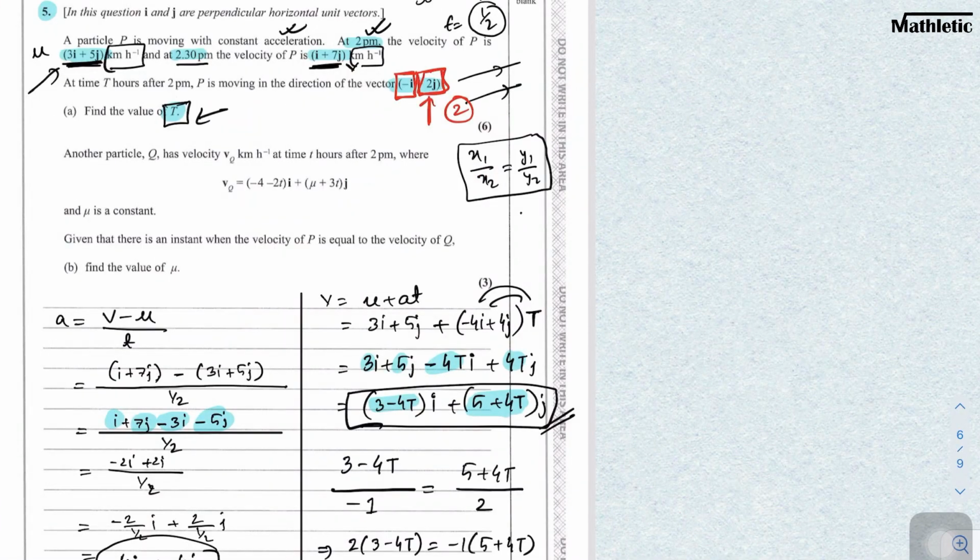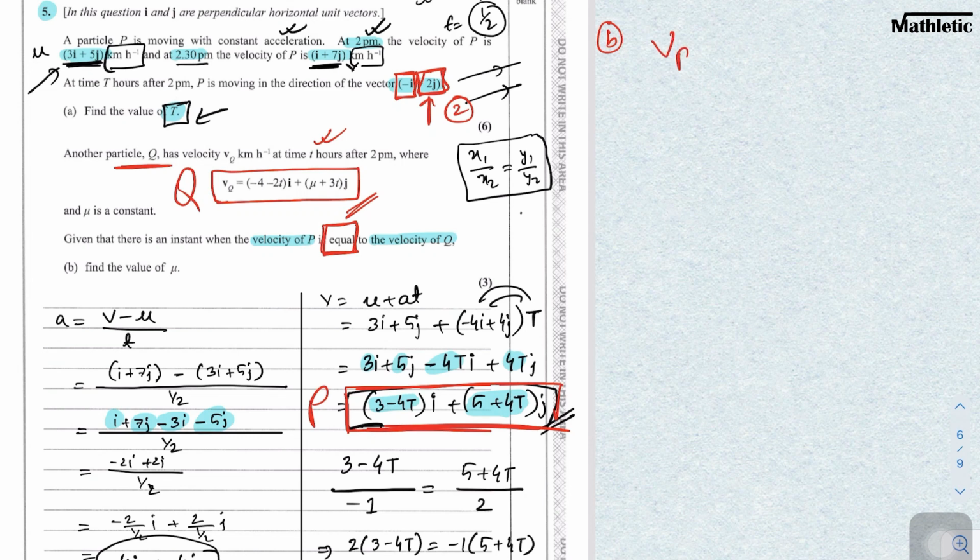Next, for part B, we have a different particle q, and the general equation of the velocity after t hours is given here for the second particle. And given that there is an instant when the velocity of p is equal to the velocity of q. So we already have the equation for the velocity of particle p, and for the second particle q, the velocity is given. So since it's already mentioned that the velocities are equal, we can just equate these two equations. So basically Vp equals Vq. This is the equation for Vp, the velocity of particle p, and that's Vq.